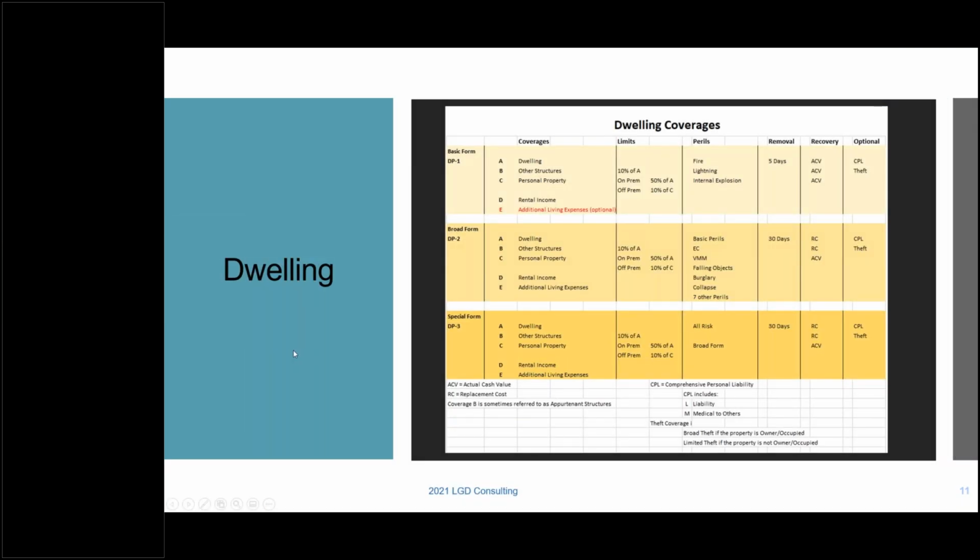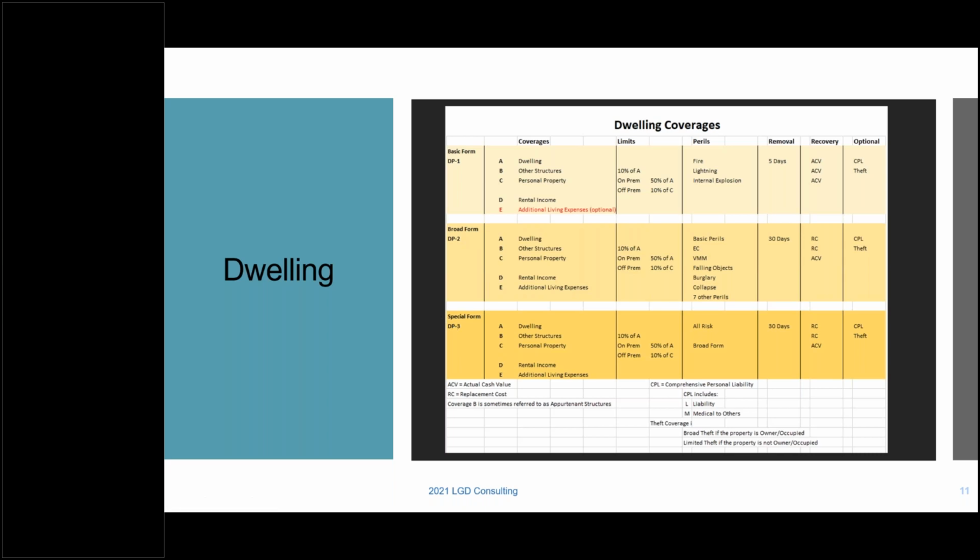All right. When you're logged into my site, right under the playbook, I have a couple hyperlinks that lead you to some charts, and this is one of the charts. So the basic form is a DP1. Remember, it's only fire, lightning, internal explosion. DP2 is a broad form. It covers those basic form perils plus more. And the DP3 is a special form, which is all risk or open perils. So it's a lot more coverage. So a DP1 is good, DP2 is better. The DP3 would be the best if you are a landlord.